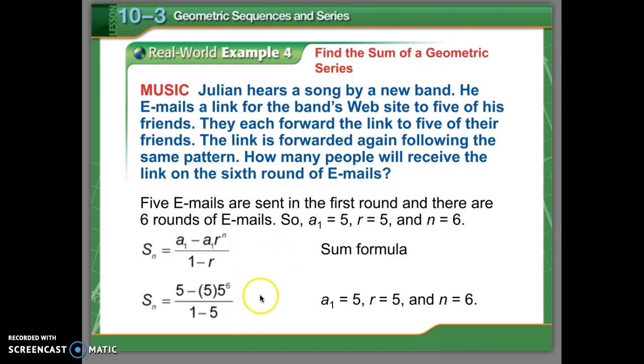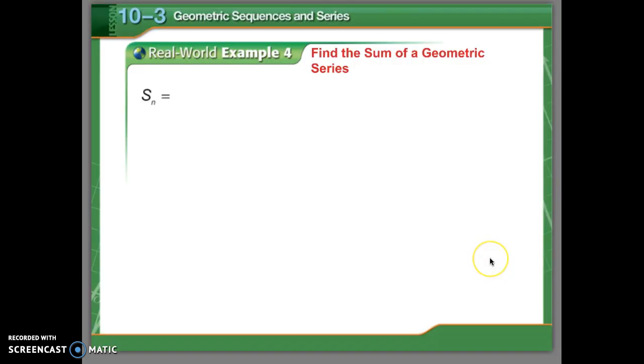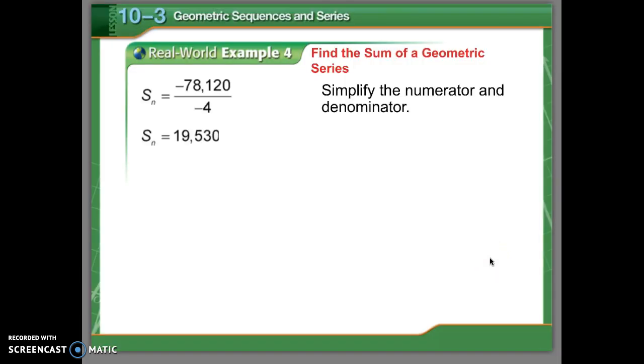So plugging in the information that we're given, you can see that they did that here. We're going to simplify that on the next screen. We get a sum of 19,530 people.